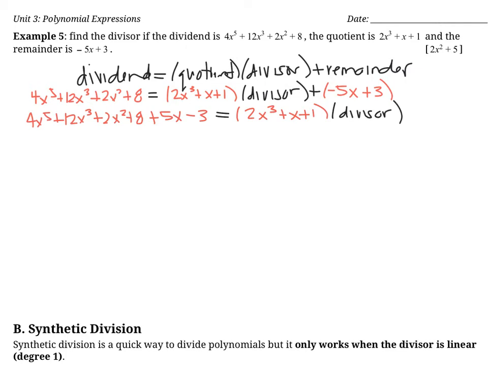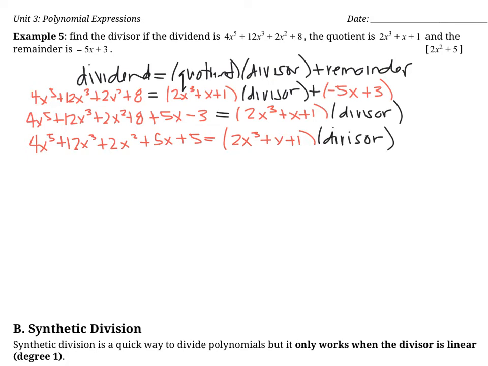Okay, so let's simplify this guy over here. So collecting like terms, we are going to have 4x to the power of 5 plus 12x to the power of 3. And then we have plus 2x squared plus 5x, and then plus 5 is going to equal all of this thing again. Here we go. 2x to the power of 3 plus x plus 1 times our divisor that we are so desperately trying to get on its own. Almost there.